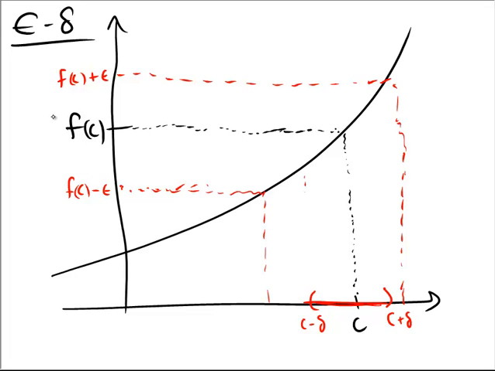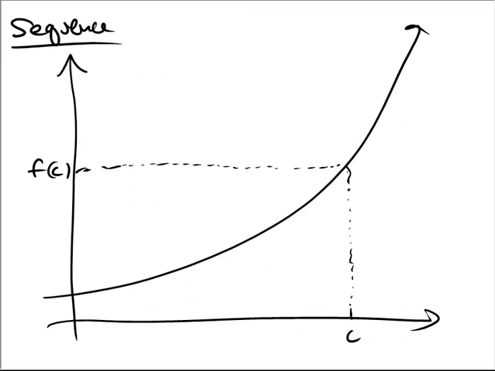So that's for all epsilon greater than 0, there exists a delta, so that whenever we are within delta of c, we get that the functional value is close to f of c. So things close to c get sent close to f of c, and that's really what the epsilon delta is saying. On the other hand, what's the sequence definition saying?